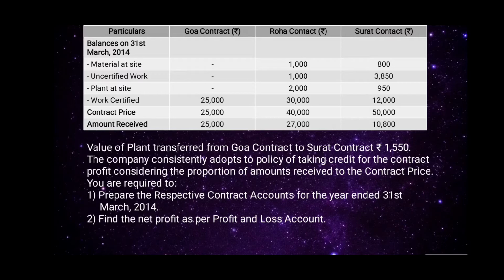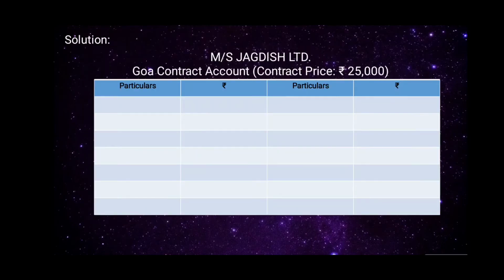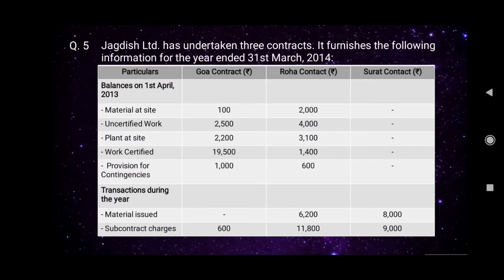So let us start preparing contract account. The first contract account we are going to prepare is Goa contract account. The contract price is given as 25,000. So let us start recording the expenses. Balance as on 1st April 2013. First let us record work certified amount which is given as 19,500 for Goa contract.